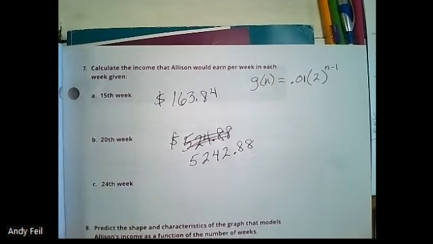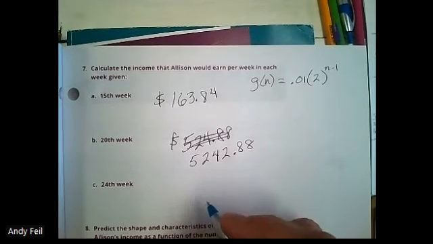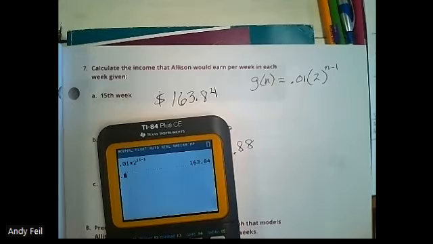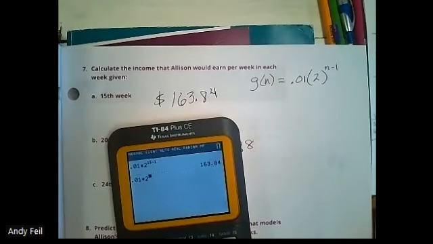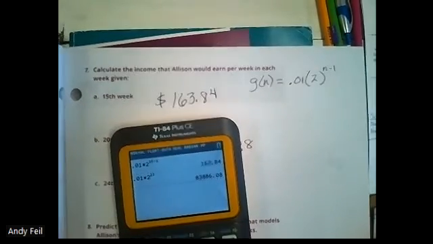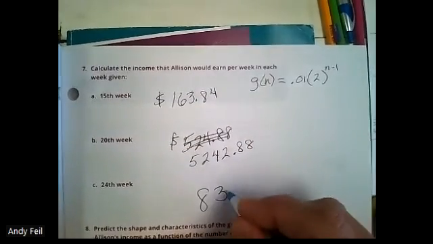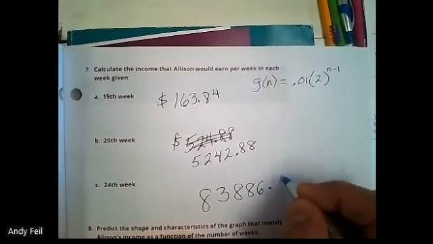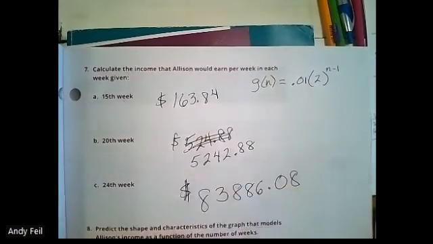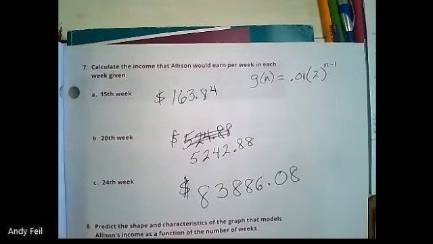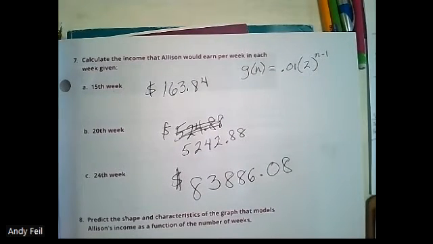Does that count as a mistake, McLean? No? Okay. How about 24 weeks? How much is she making? Let's see, 0.01 times 2 raised to the 24, so that'd be raised to the 23. $83,886.08. Was Allison the smart one and Beth the not so smart one?